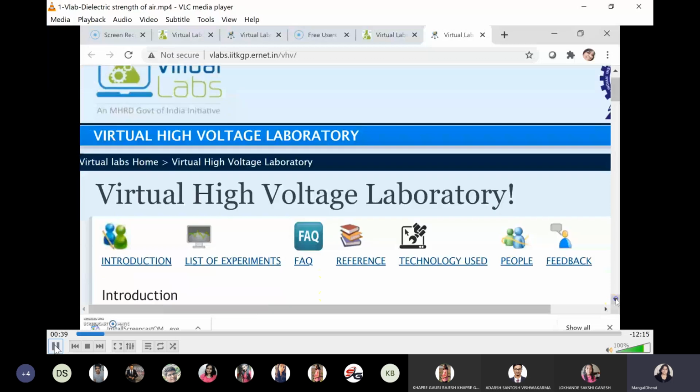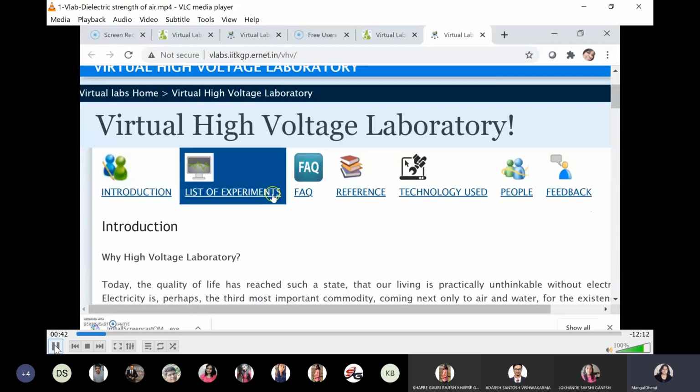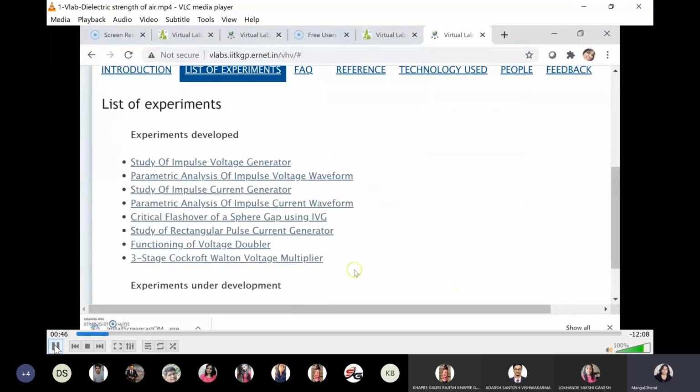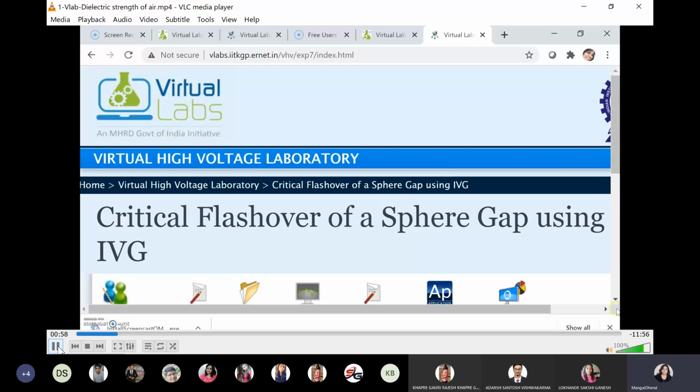Then in that, you will see a list of experiments. Just click on list of experiments and you will see a number of experiments. Today we will see critical flashover of a sphere gap using impulse voltage generator. Okay, so that is the short form. Just click on that. Now be ready, then I will move to another part of the video. Be ready with that virtual high voltage lab and impulse voltage generator. Just go in that.